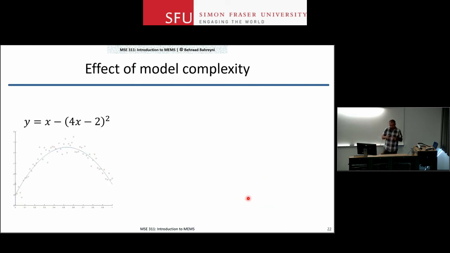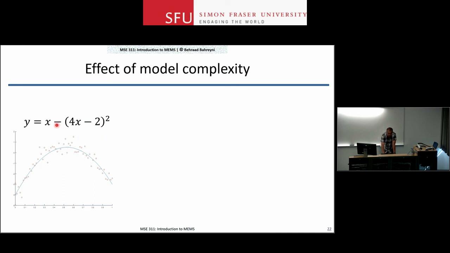Now, effect of model complexity. Let's look at this case where we have a set of data points and we want to see if we can figure out the function that produced that data. Initially this data came from a quadratic function. This is the function that produced the data. We collected some data that is produced by this function plus some noise, so it doesn't exactly fit that curve.